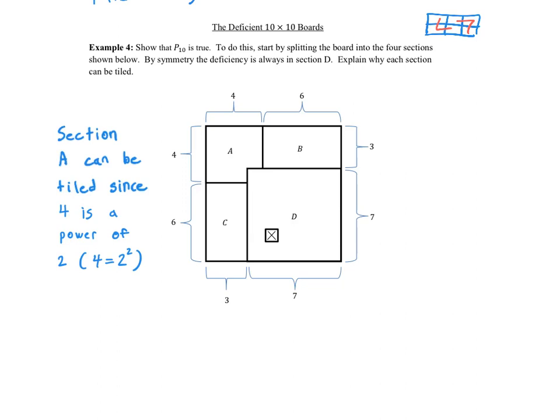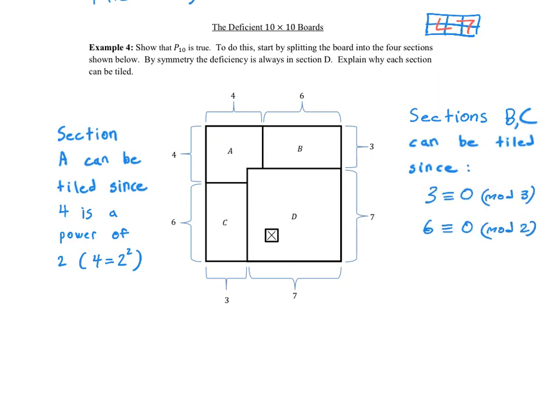Okay, so let's move on to sections B and C. These sections have a dimension of 3 by 6. They are not deficient, right? There's no missing square in B and no missing square in C. But if we remember closely, 6 is a multiple of 2, and 3, of course, is a multiple of 3. 2 times 3 is 6, 3 times 1 is 3. So those sections can be tiled by the proposition that we just looked at. So let's write down the details so we have that in place as well.